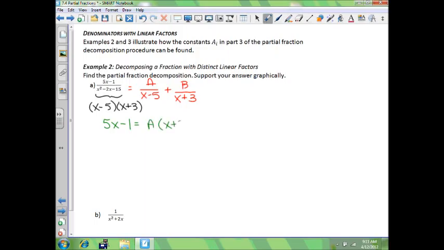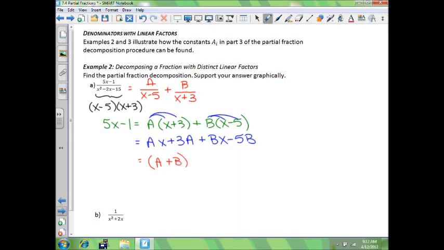A times x plus 3 plus B times x minus 5. Now when we distribute the A and the B, we're going to get Ax plus 3A plus Bx minus 5B. Simplifying this a little bit further, we're going to put our A and B together, and we're going to put our 3A minus 5B together.